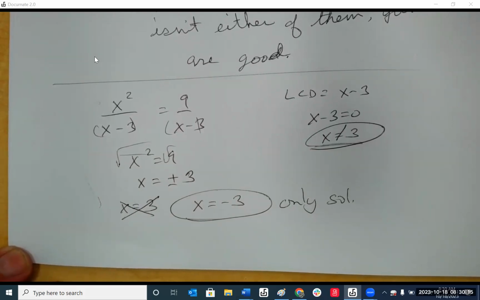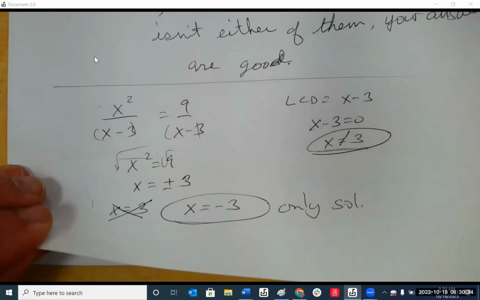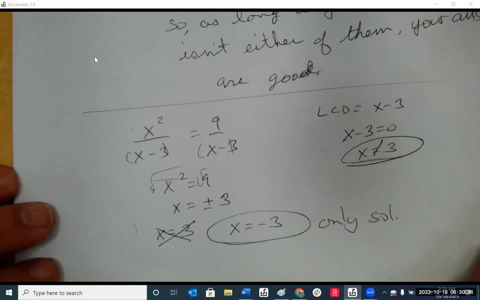So we could preempt our solution check by looking at the LCD from step 1 and step 2. So far, so good? All right, let's move on to radicals. The hardest part of that is factoring the denominator, and then once you see that, finding the LCD. That's the hardest part.